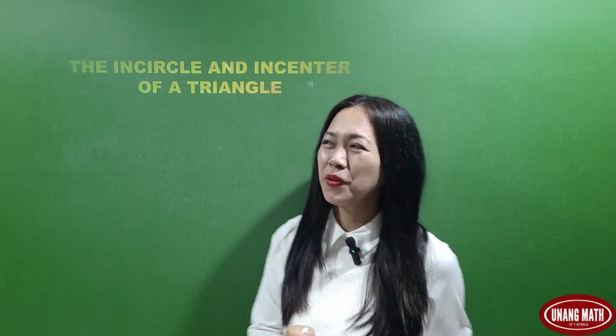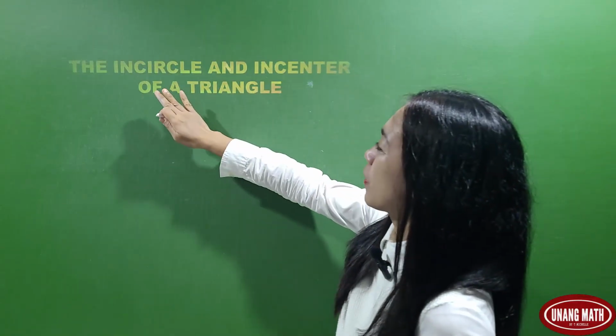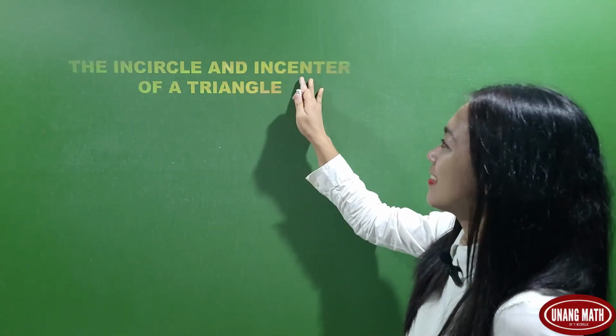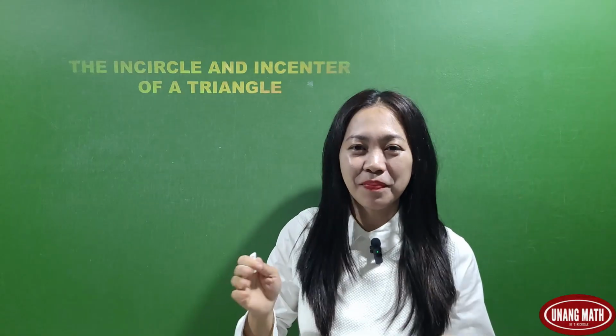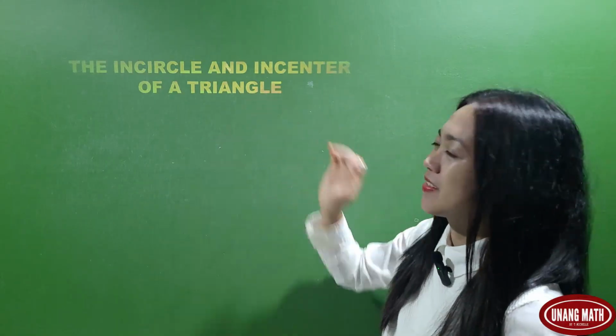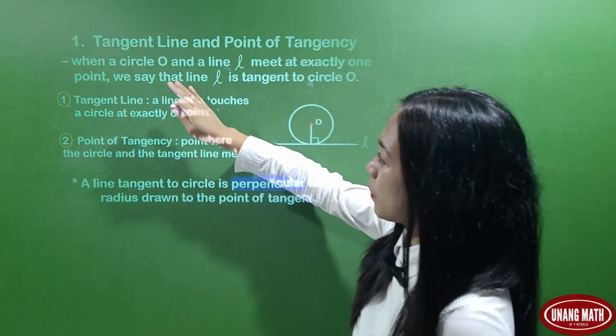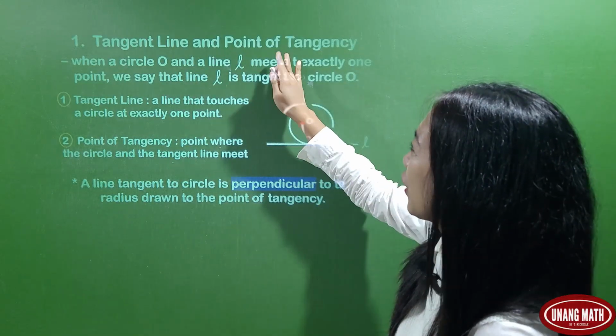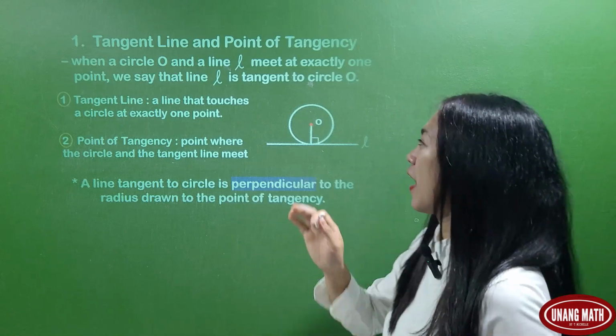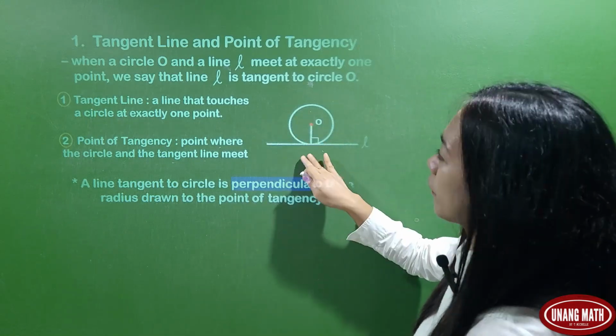In this episode, our lesson is about the incircle and incenter of a triangle. But before we study this lesson, you have to first understand the concepts about tangent line and point of tangency. Okay, now, take a look at this figure.